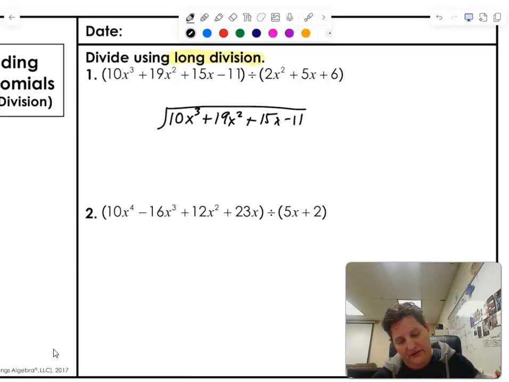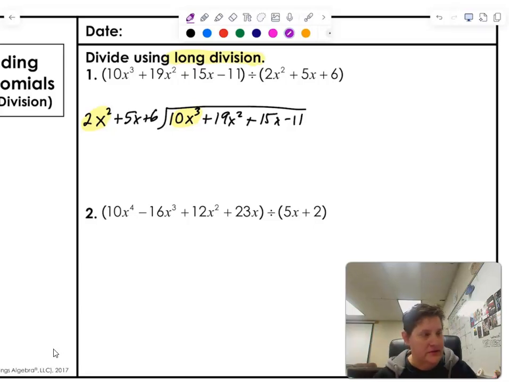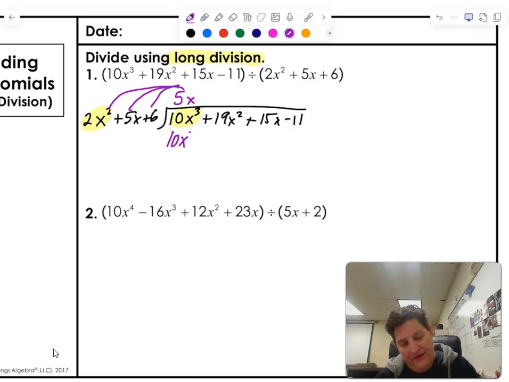Okay, so I'm going to do long division with 2x squared plus 5x plus 6. So what you do, guys, is you start by just looking at the first terms, okay? And you go, how many times does 2x squared go into 10x to the third? Well, 2 times 5 is 10. X squared times x is x to the third. Now, you have to distribute that to all 3 parts. We have to go 10x to the third plus 25x squared plus 30x.